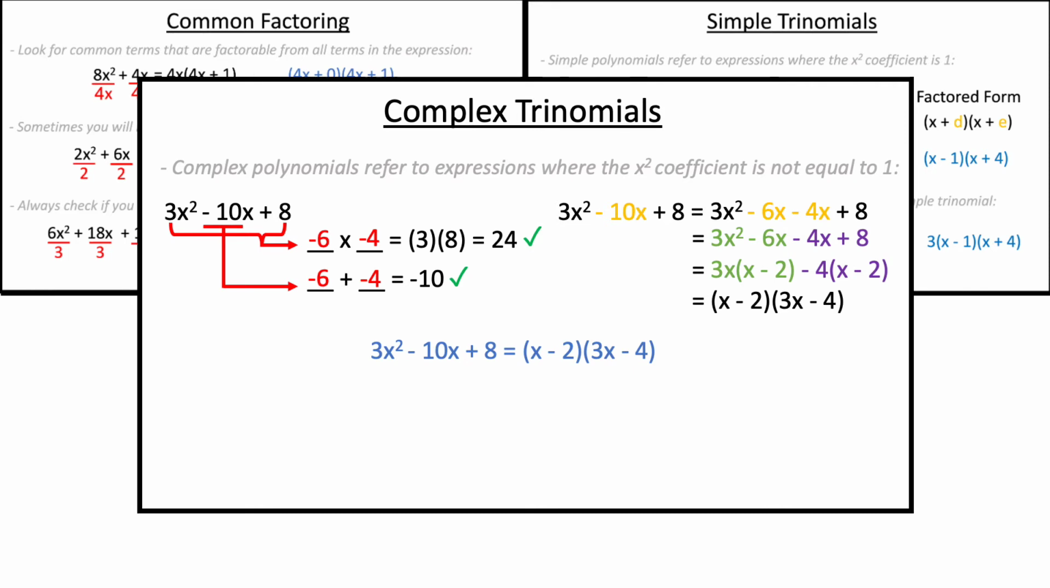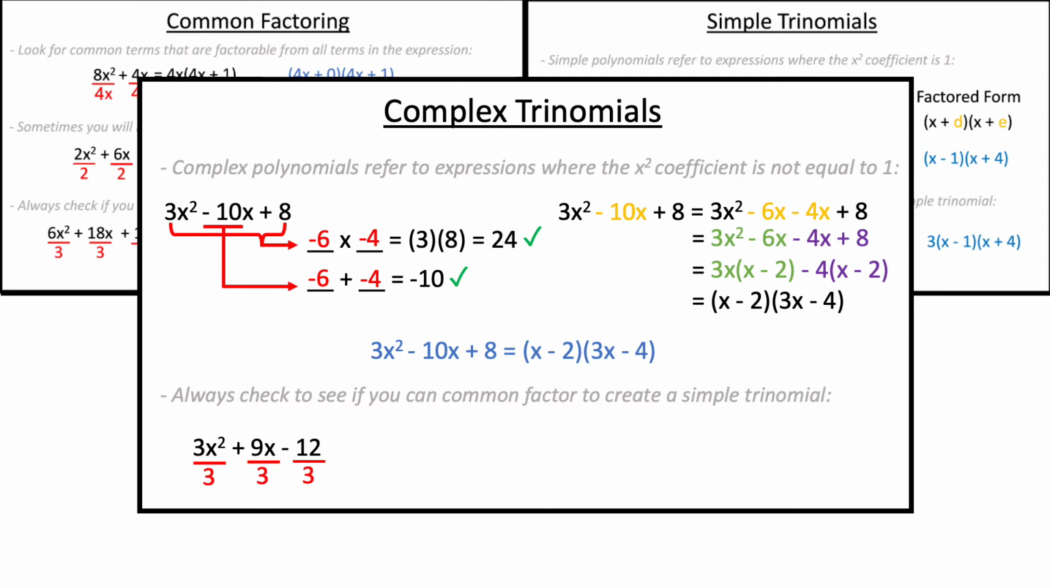But once again, this was a few extra steps, so we always want to try to create a simple trinomial with common factoring, because these will take you a little bit longer, but this is exactly how you solve these problems. As I mentioned, you always do want to try to create a simple trinomial. So something like this I showed on the previous slide, we can common factor out a factor of 3, create a simple trinomial, and then we can do our easier simple trinomial factoring.